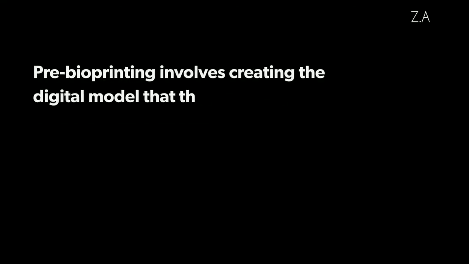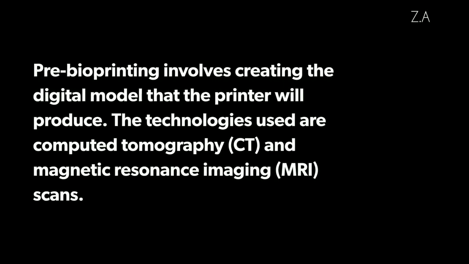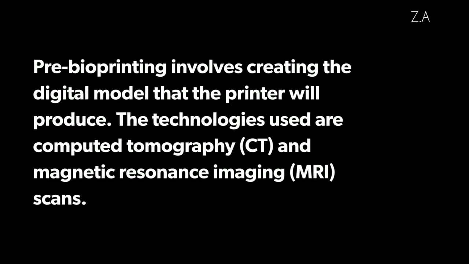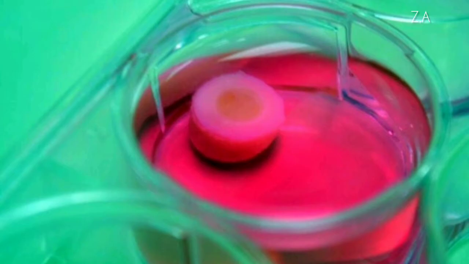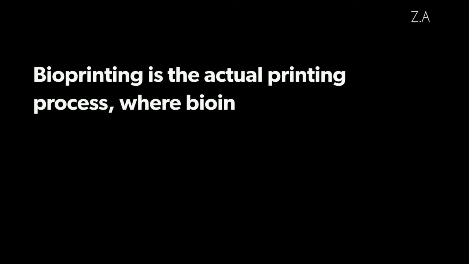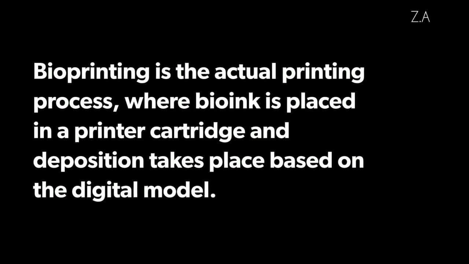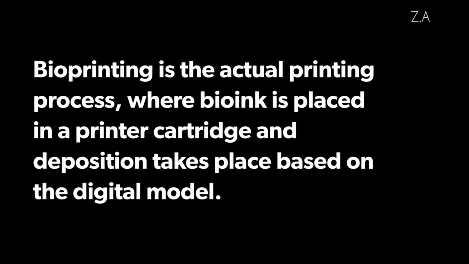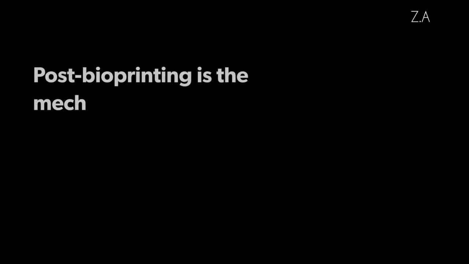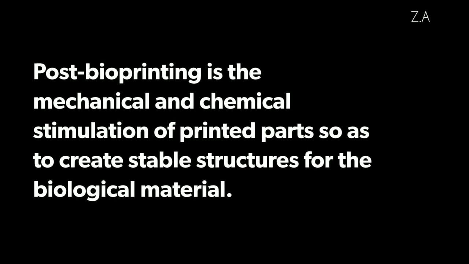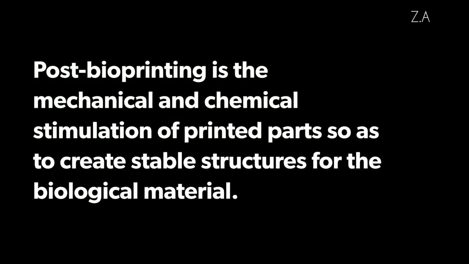Pre-bioprinting involves creating the digital model that the printer will produce. The technologies used are computer tomography or CT and magnetic resonance imaging or MRI scans. Bioprinting is the actual printing process where bioink is placed in a printer cartridge and deposition takes place based on the digital model. Post-bioprinting is the mechanical and chemical stimulation of printed parts so as to create stable structures for the biological material.